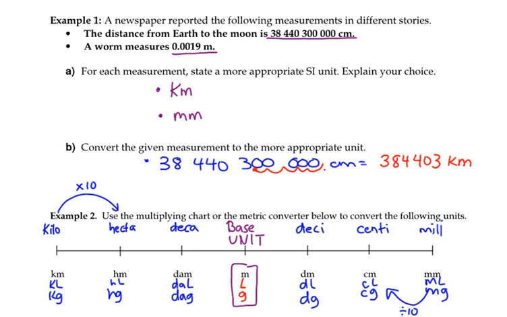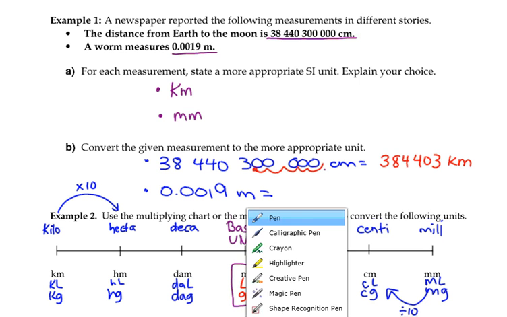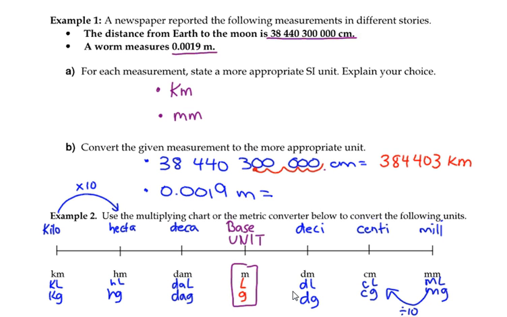So if we're converting 0.0019 meters to millimeters. Okay? So we're starting at meters, and I want to go to millimeters. How many jumps? 3 in what direction? To the right. So we're going to take our decimal and go 3 to the right. Okay, 1.9 millimeters.